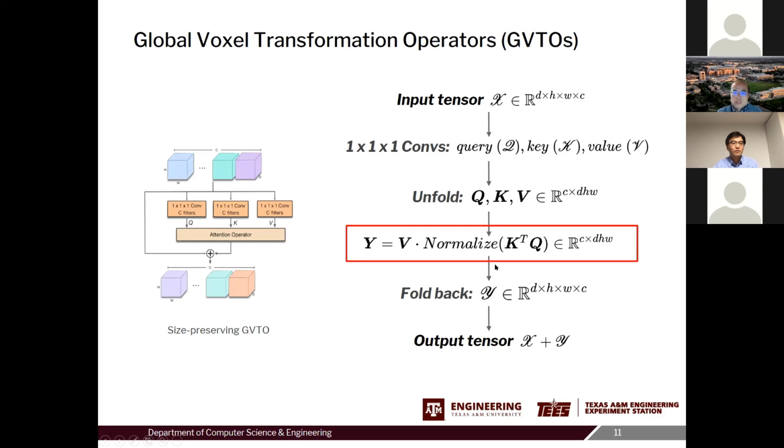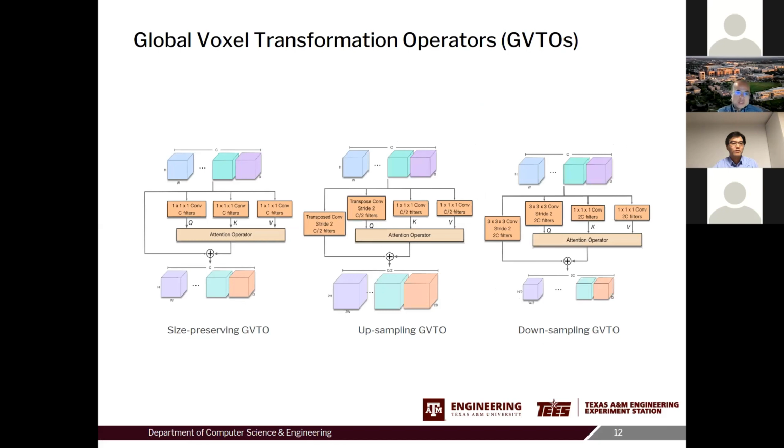And once you compute the output of attention, it's basically a matrix. Then you fold back to a tensor, and usually this tensor is combined with the input tensor. So there is a skip connection here. So the output is the sum of the output of the non-local operator and the input. This is how you do this global operator when the input and output are of the same size.